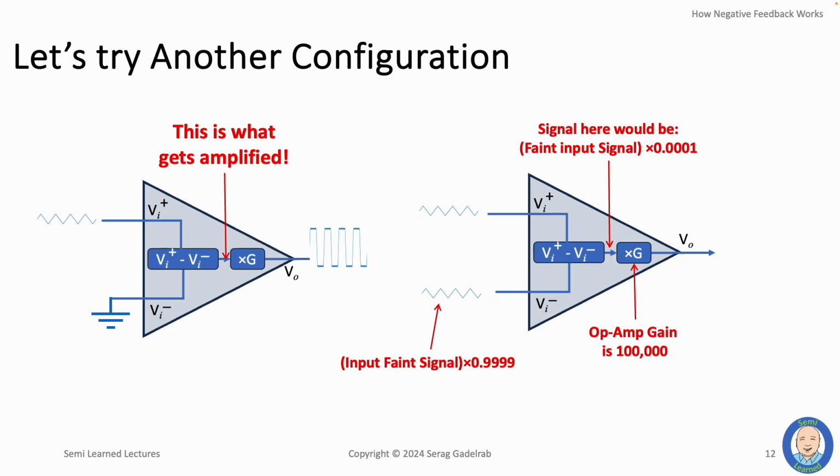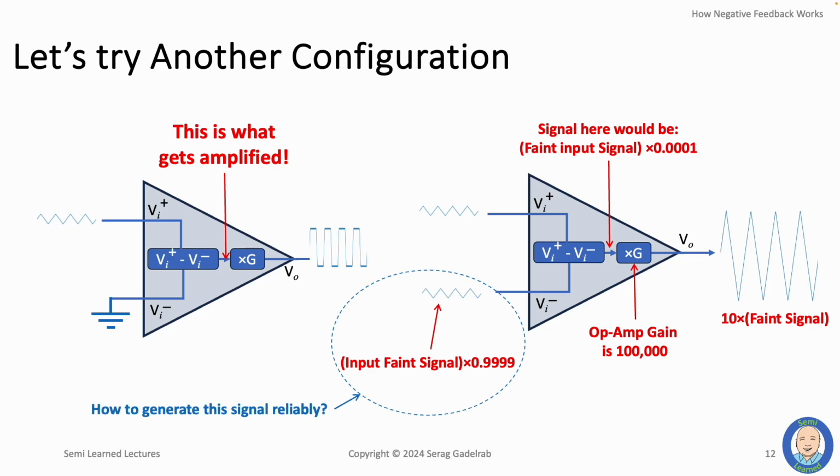Now, if we multiply the difference signal by the massive gain of the op-amp, it's going to result in an output that's only 10 times the amplitude of the original faint signal. Great! We've just figured out a potential way to amplify our input signal without clipping it. All we have to do now is generate that slightly smaller input signal in a very reliable manner.